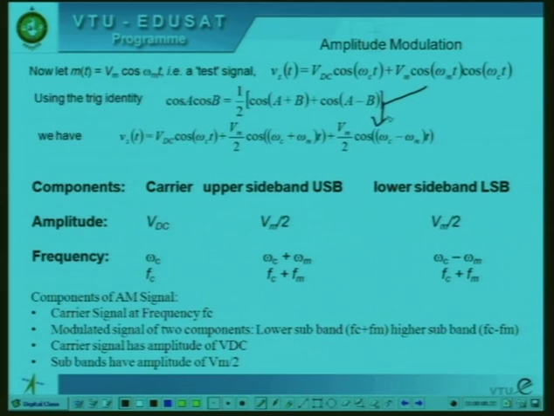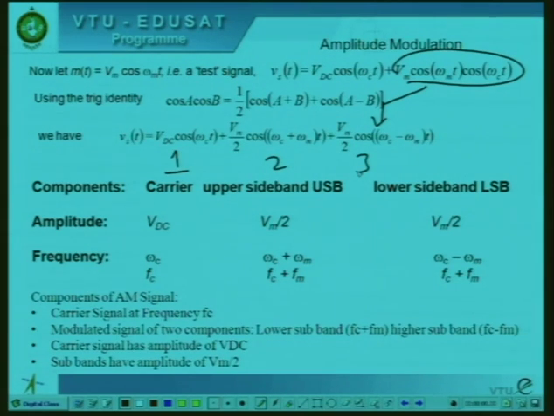Now we find that there are three important terms in the amplitude modulation signal. The first term is cos of omega ct, that is the carrier signal. The second term is omega c plus omega m, obtained from the second term available here. The third term is omega c minus omega m. So the three important components are omega c t, the first term, omega c plus omega m, the second term, and omega c minus omega m, the third term.